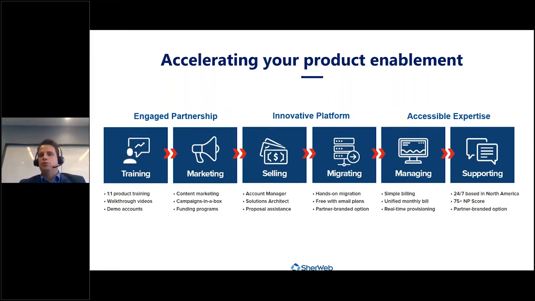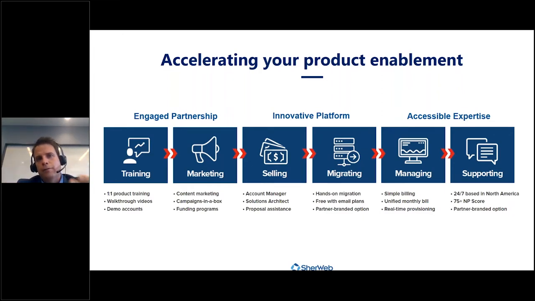And the final aspect is really around the support. So support at SureWeb is key. I spoke about our NPS score to date. It's a 75 plus. It's actually at 78 as of last month. So this is 24/7 support. As soon as you become a SureWeb partner, you have access to 24/7 support. And it's actually a VIP support team that caters to all of our partners.